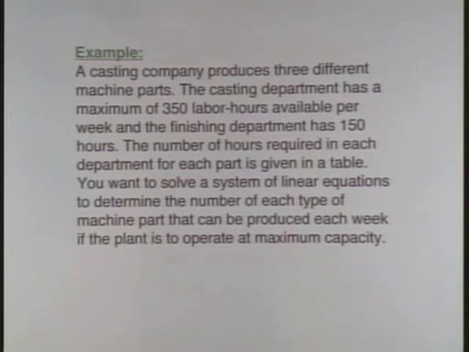Example. A casting company produces 3 different machine parts. The casting department has a maximum of 350 labor hours available per week, and the finishing department has 150 hours. The number of hours required in each department for each part is given in a table. You want to solve a system of linear equations to determine the number of each type of machine part that can be produced each week if the plant is to operate at maximum capacity.